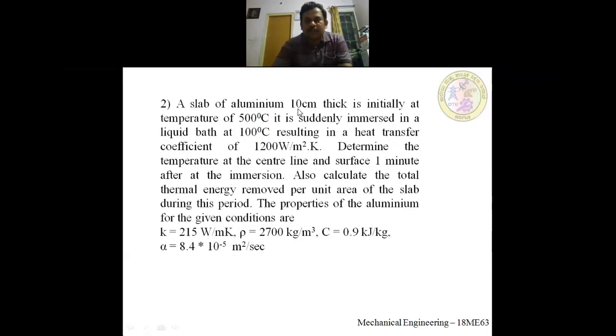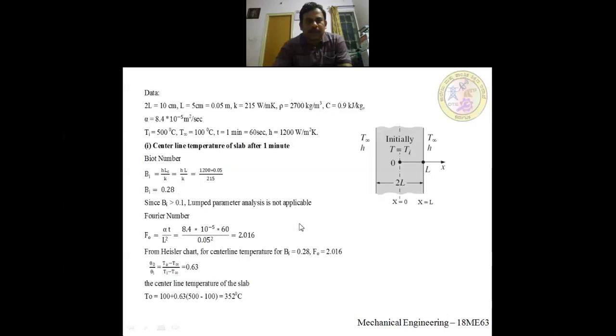See, thickness 2L will be 10 centimeter. Initial Ti will be 500. It is immersed in a liquid bath, that is T infinity will be 100 degrees Celsius. Heat transfer coefficient 1200 watt per meter square Kelvin. You have to calculate the center line temperature as well as the surface. Time they have given is 1 minute. I have written the data here. In the last problem we calculated at some depth, but here in this problem they have asked for the temperature on the surface only.